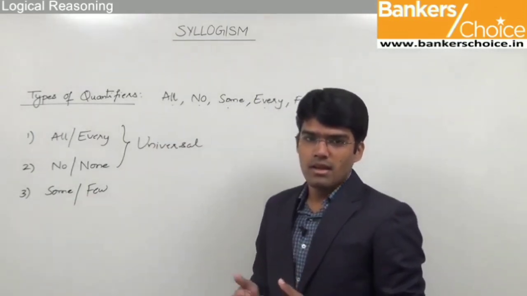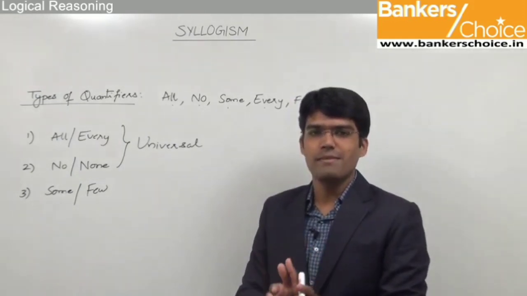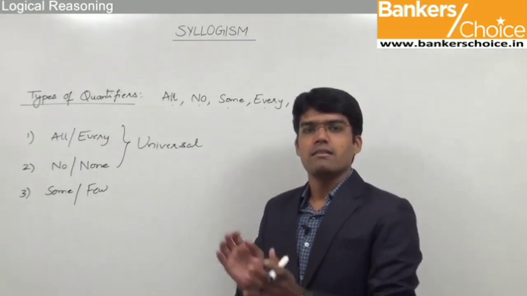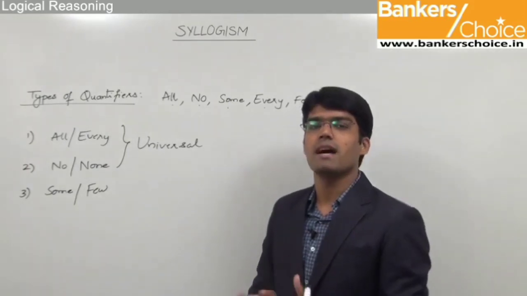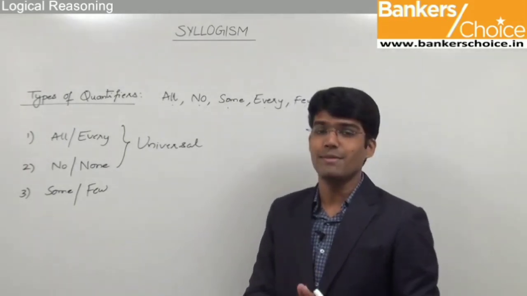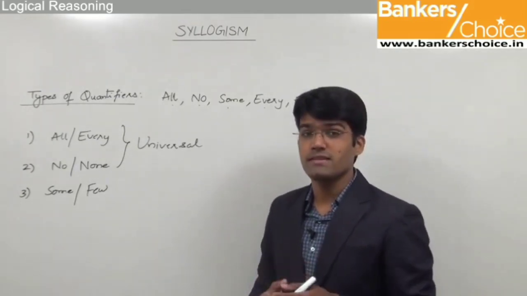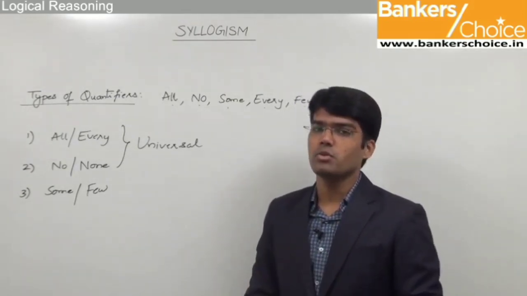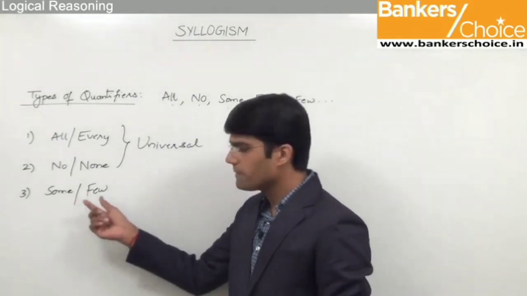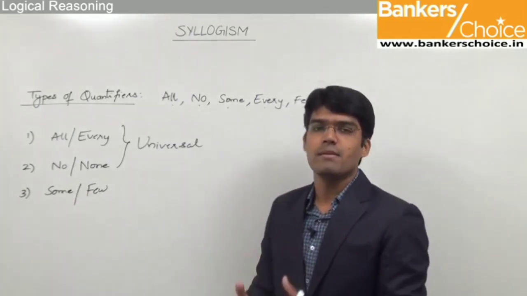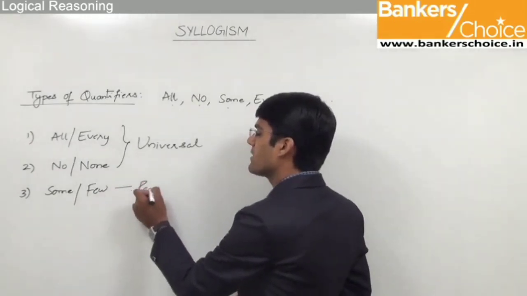The third type of quantifier that we have is some or few. For example, when we say some A's are B's, it means some of the elements in the set A are a part of the set B. Similarly, when we say some A's are not B's, that means some of the elements in set A are not a part of set B. So in these two cases, you can see that we are not referring to every object in the given set. So the quantifier some or few refers to a certain number of objects in the given set, and it is generally referred as a particular quantifier.